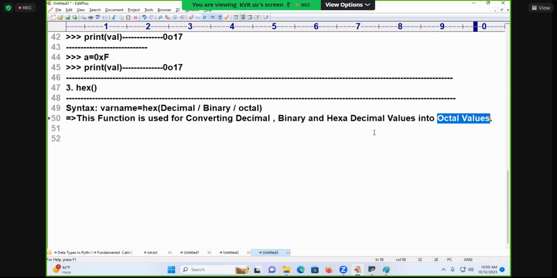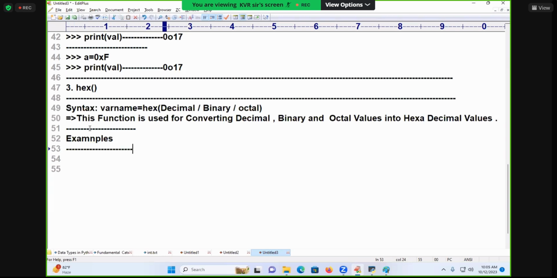Good. Into under what? Octal values into what? Hexadecimal values. That's all. Done. What is an example? Programming examples. I'm going to take up examples here. Come to the point back.